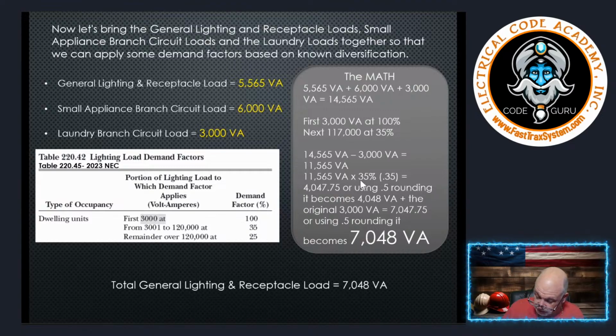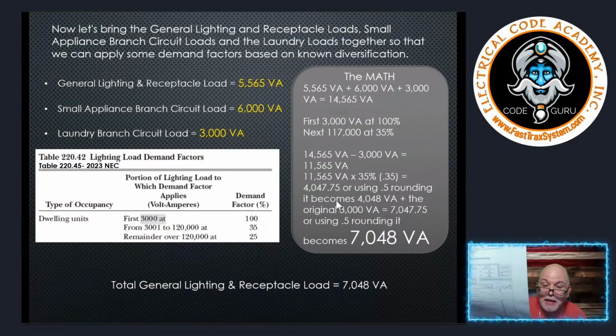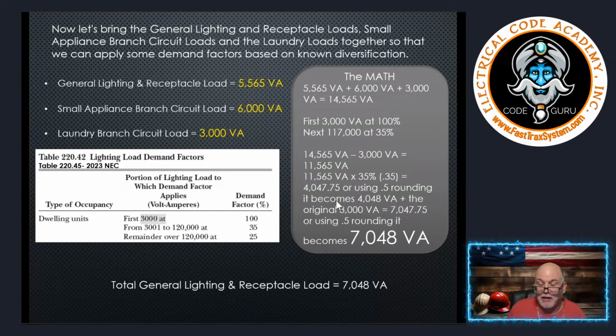So I'm going to make sure I write that down right here, okay? No, excuse me, that was 4,048, excuse me. So I'm at 4,048, okay? So that's what you'd get in box 8, okay? So basically 4,048 is the 35% of 11,565.